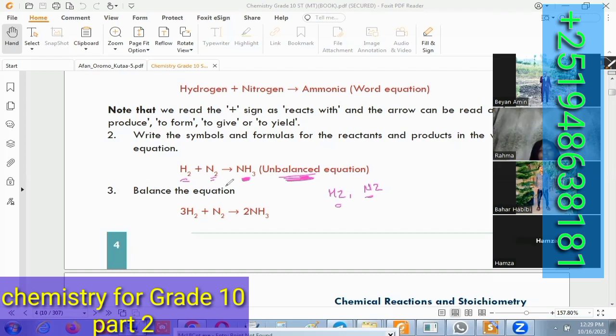Is this equation balanced or not? The number of each atoms are not equal.